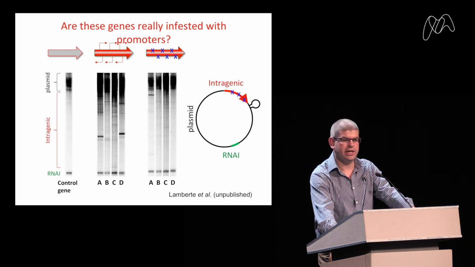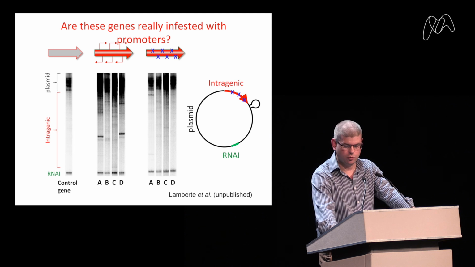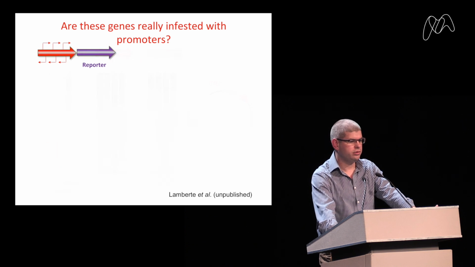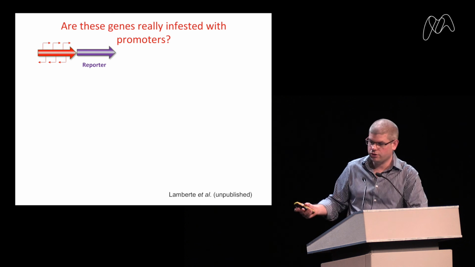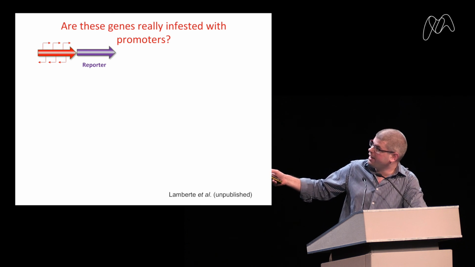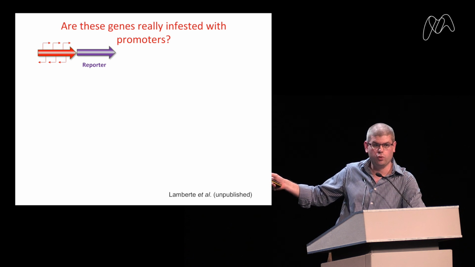So, of course, we next need to determine what happens inside the cell. Of course, it's much more complicated in the cell than in the test tube. So to try and answer the question as to what happens in vivo, we've generated the following scenario. So we've taken each of our genes and we've placed them upstream of a reporter.